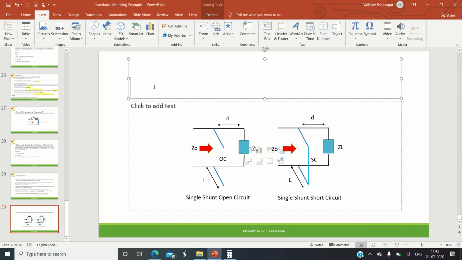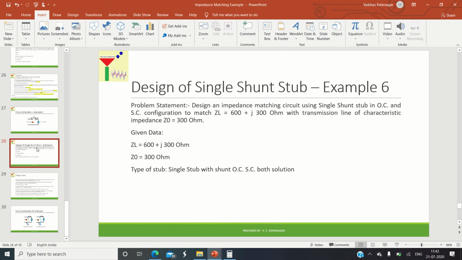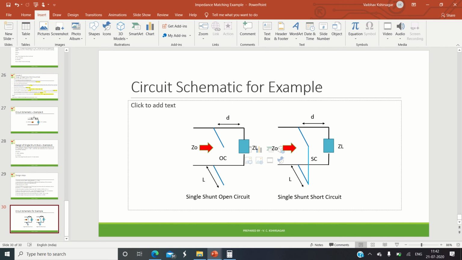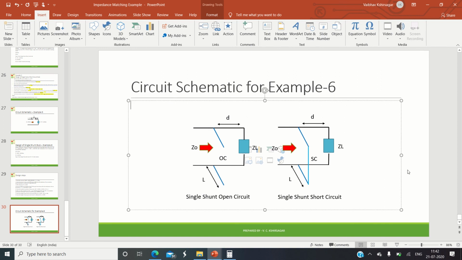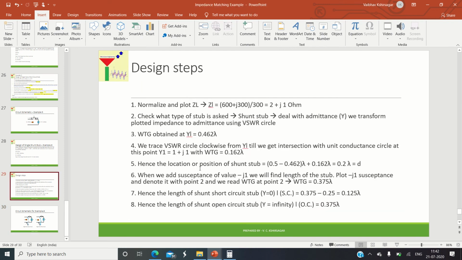And here I will mention this as a circuit schematic. This is example number 6, right? Because in example 6, we saw the design of parallel single stub with open circuit and short circuit configuration. So here you need to write the values that you have got.